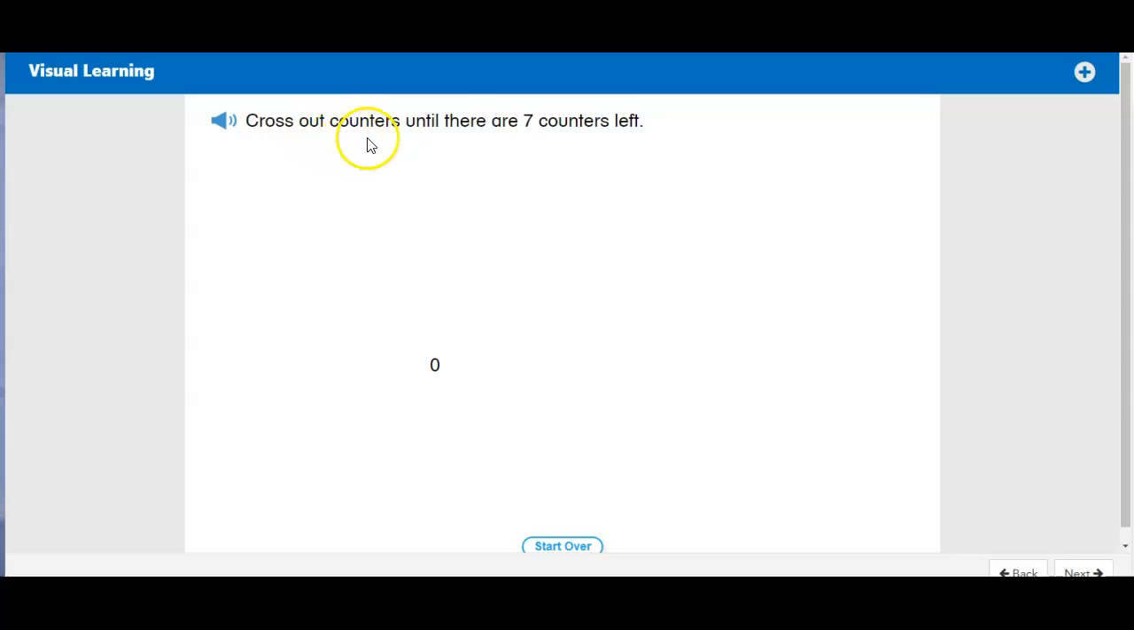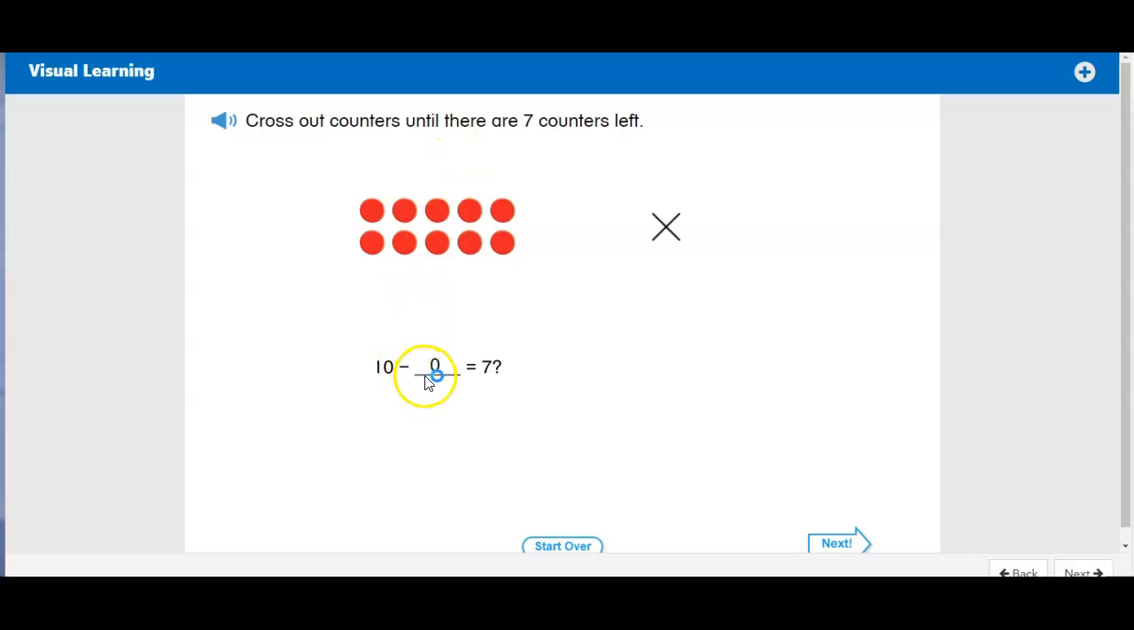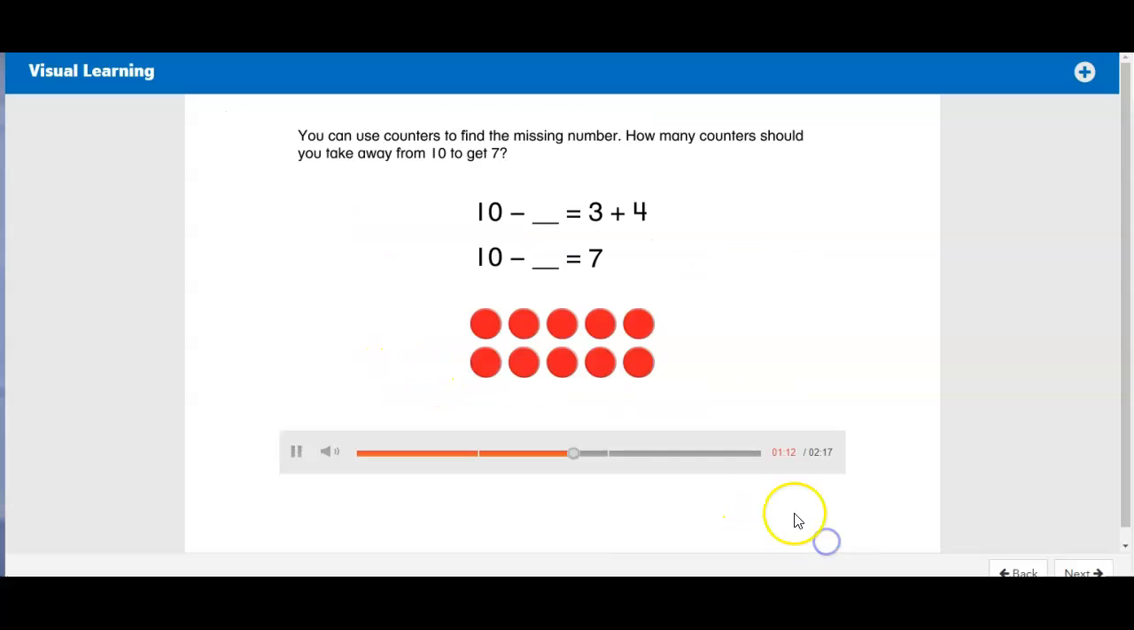It tells us to cross out counters until there are 7 counters left. Notice how the 0 will change as we move the X over the counters. So I know there are 1, 2, 3, 4, 5, 6, 7. So I need to cross out one more. Now there are 7 counters left. So 10 minus 3 would equal 7. You should take away 3 counters.